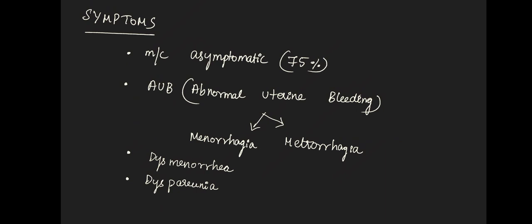Next are the symptoms of leiomyoma, that is the fibroid. The fibroids are usually asymptomatic in about 75% of cases. If it presents with complaints, then the patient will have abnormal uterine bleeding, which can either be menorrhagia or metrorrhagia. Menorrhagia is nothing but increased flow of periods, and metrorrhagia is nothing but intermenstrual bleeding. There can also be dysmenorrhea, that is painful menstruation, and dyspareunia, painful sexual intercourse.